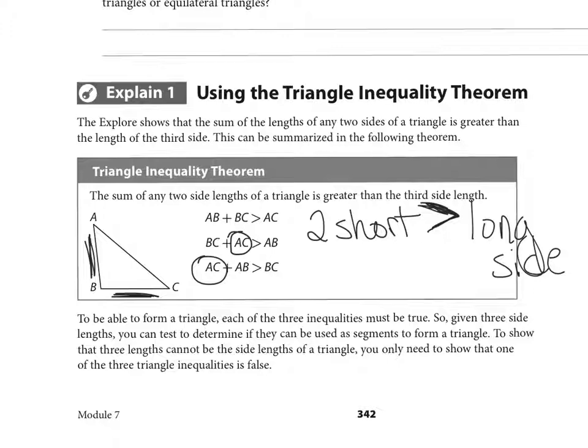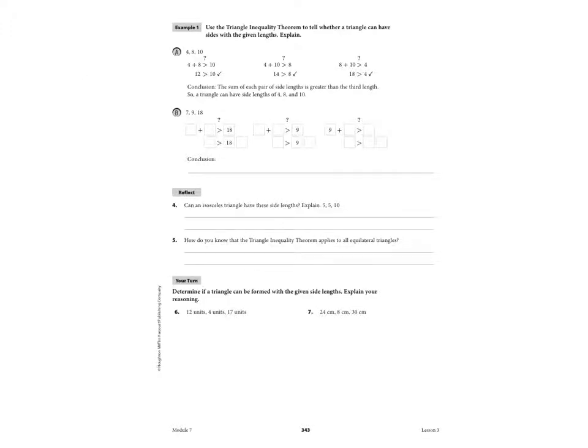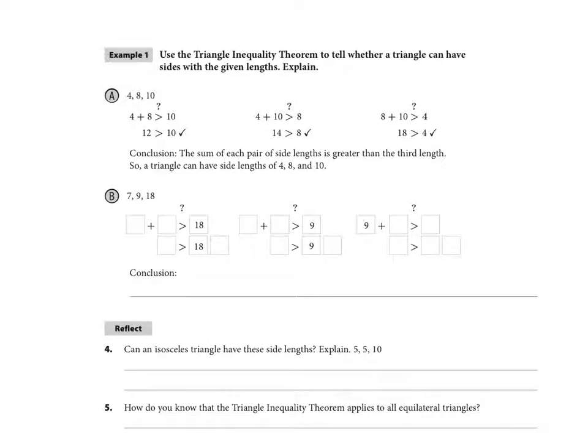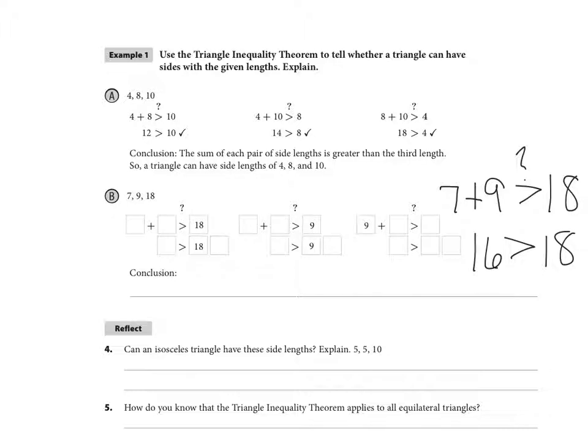So look at the problem on the next page, and it says that we are going to use the triangle inequality theorem to tell whether a triangle can have sides with the given lengths. Okay, so what I'm going to tell you to do is just add the two short sides. 7 plus 9 has to be greater than 18. And you get 16 is greater than 18. And so that says no. Okay? So you cannot have it.